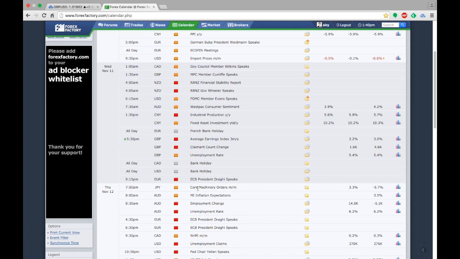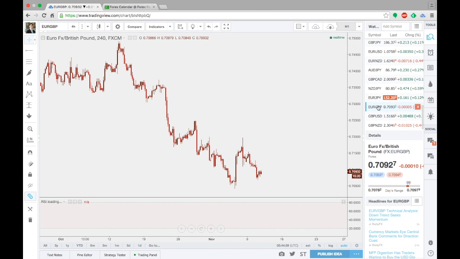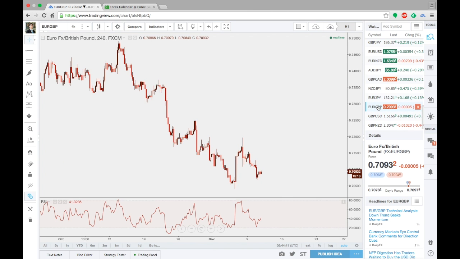Through this, I would also like to show you how I couple this kind of planning together with technical analysis. So let me bring you to the technical chart. The first pair I would like to share with you is the Euro Pound.